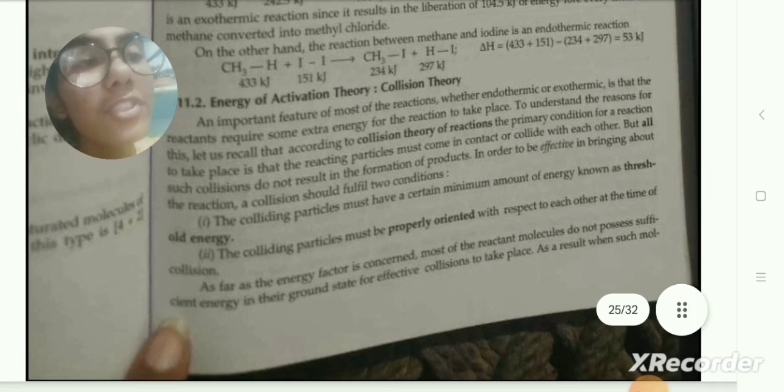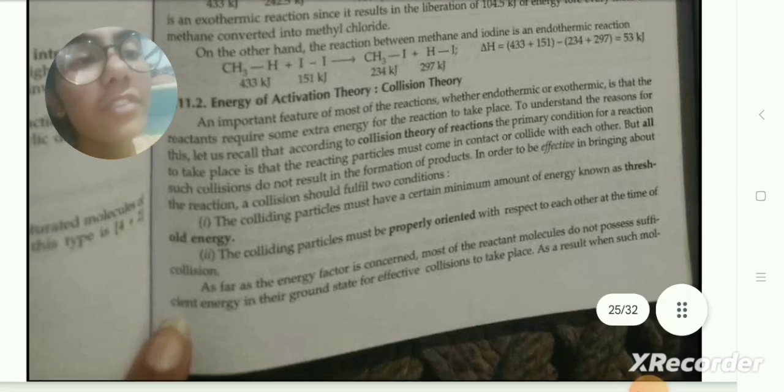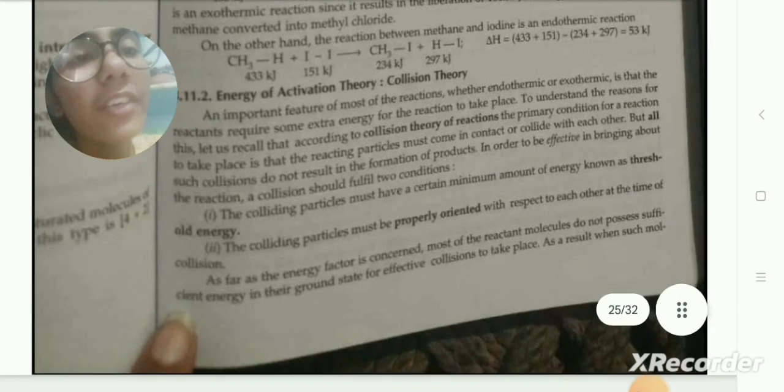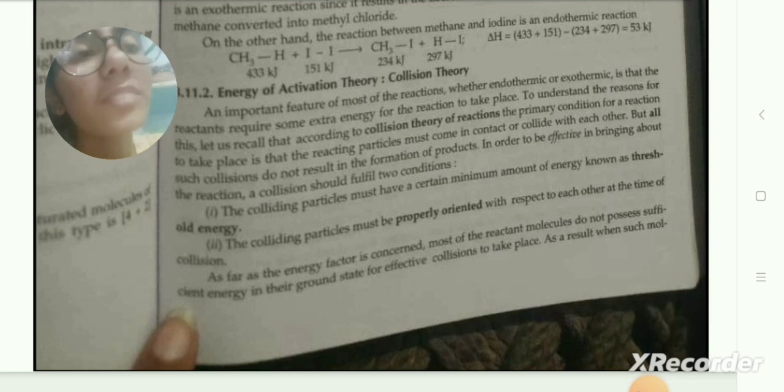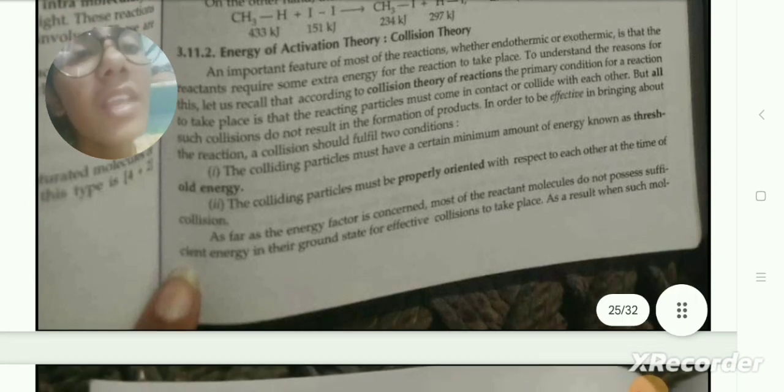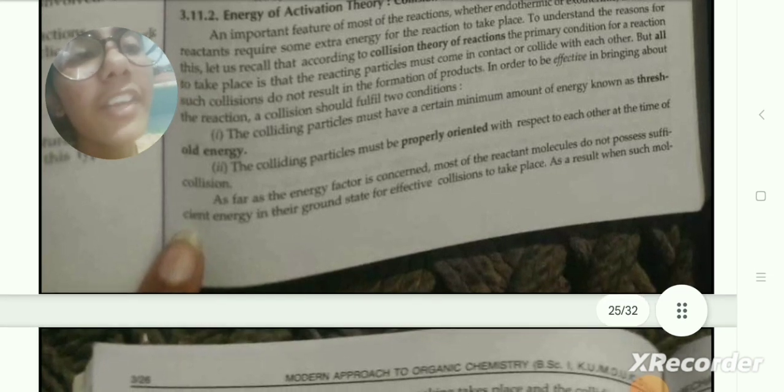Energy of activation. In collision theory, an important feature of most reactions, whether endothermic or exothermic, is that the reaction requires some extra energy to take place. To understand the reason, let us recall that according to the collision theory, the primary condition for a reaction to take place is that the reacting particles must come in contact and collide with each other. But not all collisions result in the formation of product. In order to be effective in bringing about the reaction, the collision should fulfill two conditions. First, the colliding particles must have a certain minimum amount of energy, known as threshold energy. The second is that the colliding particles must be properly oriented with respect to each other at the time of collision.